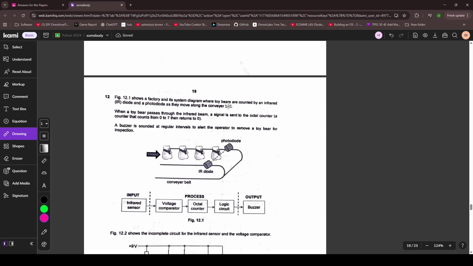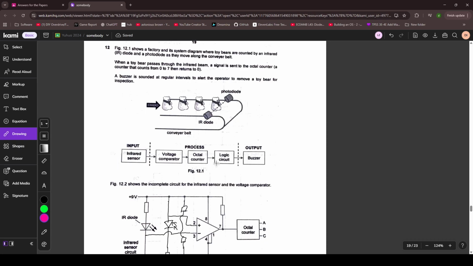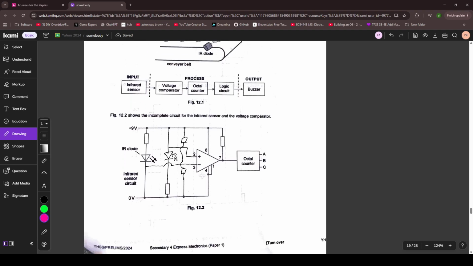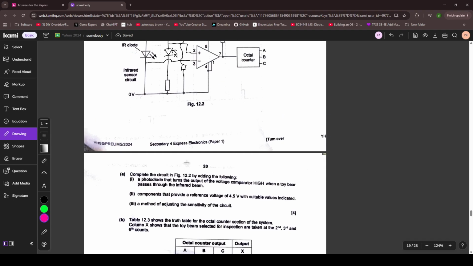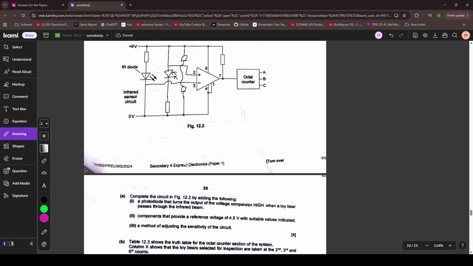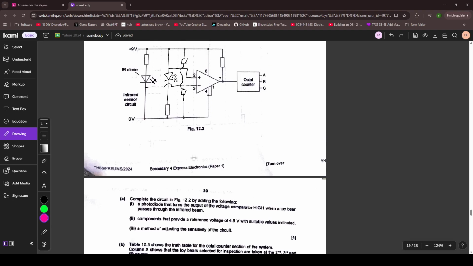So 12.1 shows a factory and its system diagram. Toy bears are counted. 12.2 shows an incomplete circuit for the infrared sensor. Complete the circuit: a photodiode that turns the output of the voltage comparator high; components that provide a reference voltage; a method of adjusting the sensitivity of the circuit.